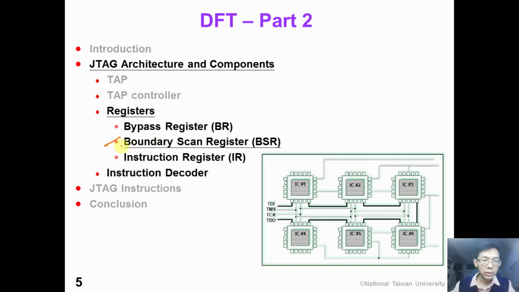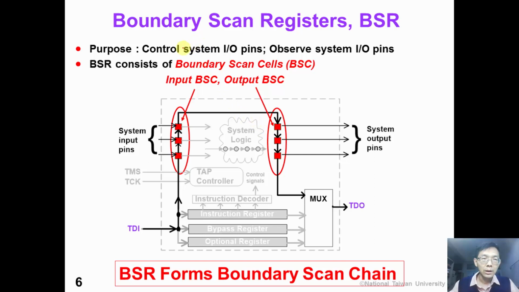Now, let's move on to the most important register, the boundary scan register, BSR. The boundary scan register controls our system input pins and output pins. We can also observe the system input pins and output pins. As is shown in this figure, the primary inputs of this chip are called system input pins, and the primary outputs of this chip are called system output pins.